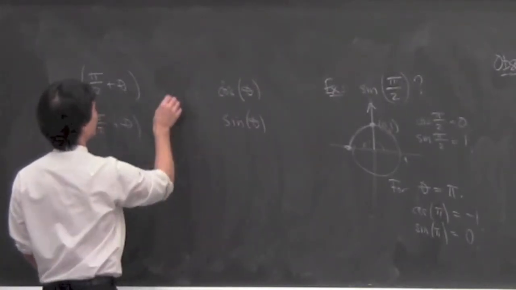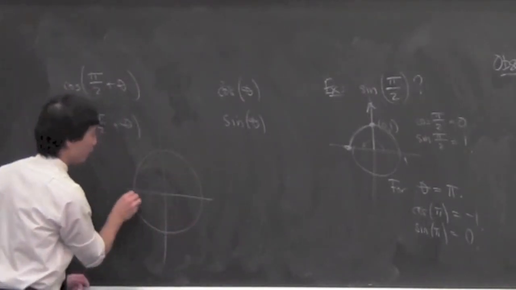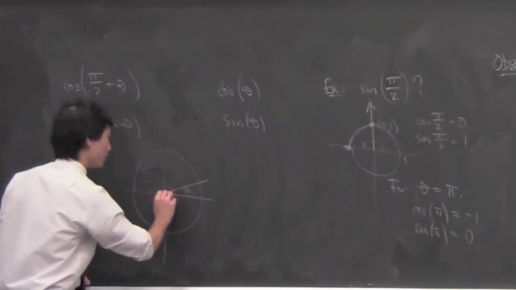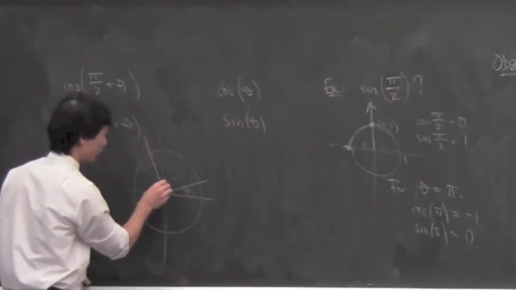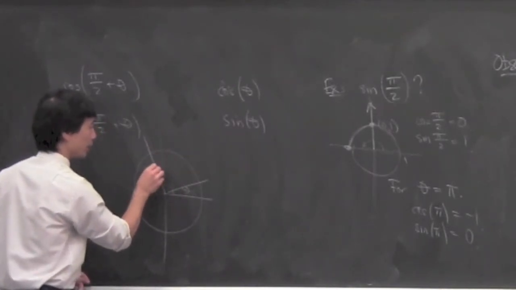I think it's the same. You start at 90 degrees and you add theta and you go back to the position of theta. Okay, so let's think. We've got an angle theta here, and then we go from 90, and then we add on the same angle. We take 90 and go over, so we add on theta here.